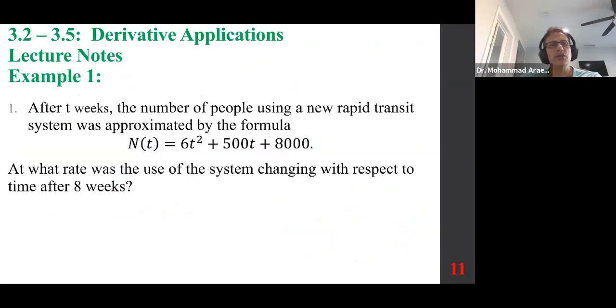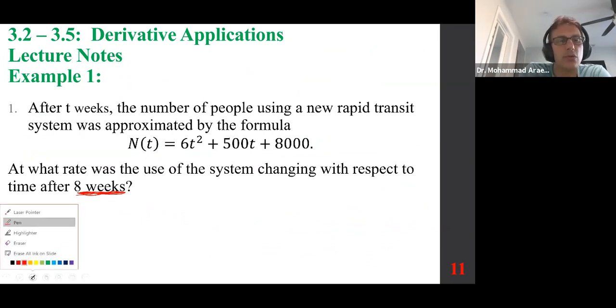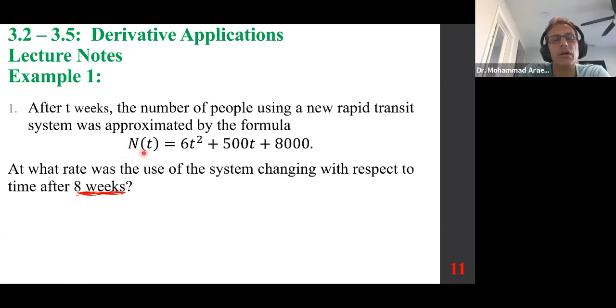We are going to look at some applications. After t weeks, the number of people using a new rapid transit was approximated by the following: N of t equals 6t squared plus 500t plus 8,000. At what rate was the use of the system changing with respect to time after 8 weeks? There is one point in time given, so the rate refers to instantaneous rate. That means differentiation. So N prime of t. Very simple: 12t plus 500.